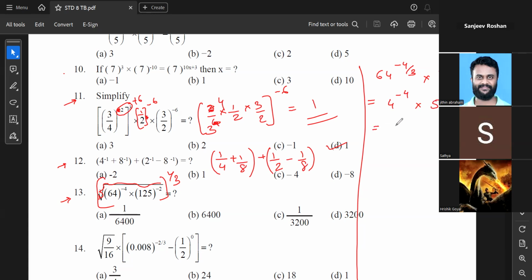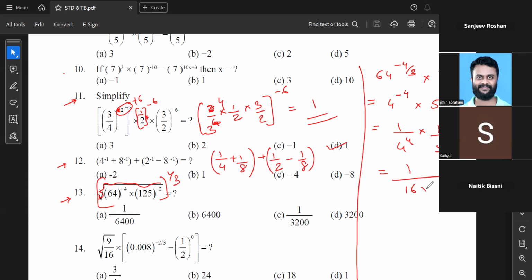Now it's very simple for me. It's basically 1 by 4 raised to 4, and over here it's 1 by 5 raised to 2. That gives me 1 by 16 over here and 25 over here. 16 multiplied by 25 should be 400, right? 6400, I think. 4 into 4. Yeah, no, 400 should come.